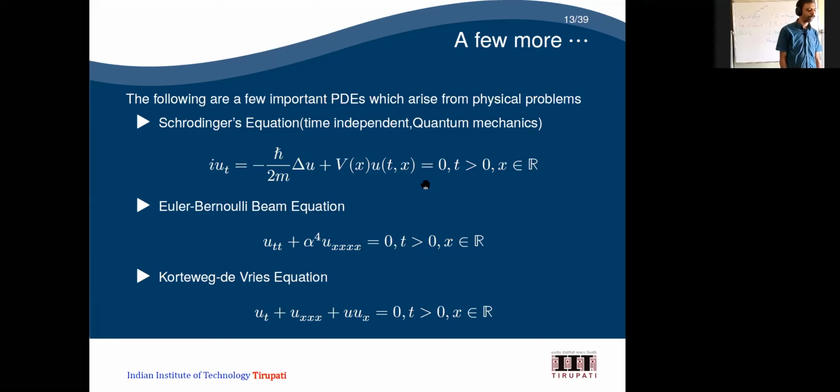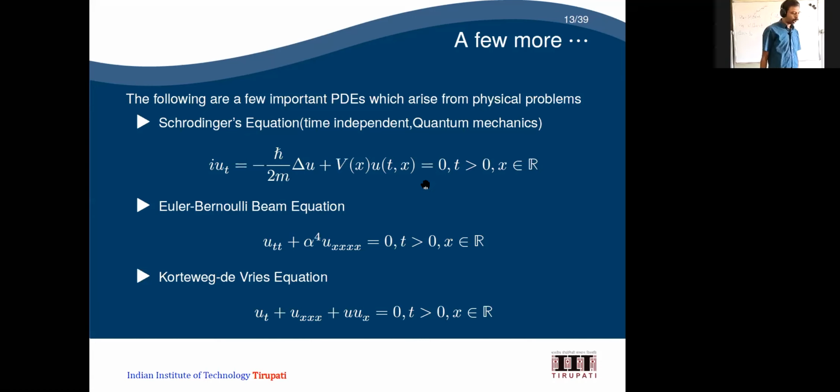And then we have the Euler-Bernoulli equation also. So u_tt plus alpha power 4 u_xxxx. So this is one of the important equations which comes in the beam problem. Okay, Euler-Bernoulli. So beam problem, which is appearing in mechanical engineering mostly. They will try to study how the elasticity, etc. is happening.